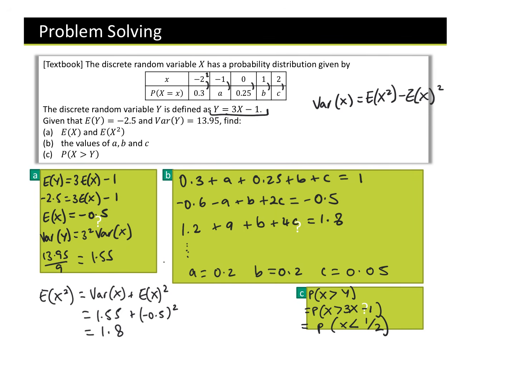So, where are my outcomes less than a half? And it's these 3 here. 0 is less than a half. Minus 1 is less than a half, and minus 2 is less than a half. So I'm going to add 0.25 plus my A, which we know is 0.2, plus my C, which is 0.3, which gives me 0.75.